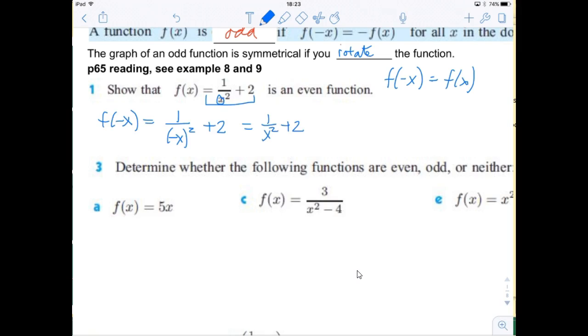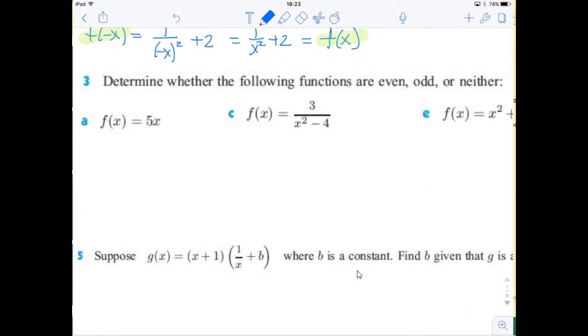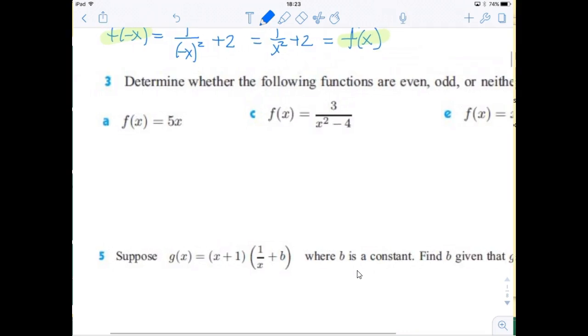And now you can see that I got the exact same thing as I started with, which is f of x. So I have shown that f of negative x is equal to f of x, so it is an even function. Okay? All right, number 3. Determine whether the following functions are even, odd, or neither.